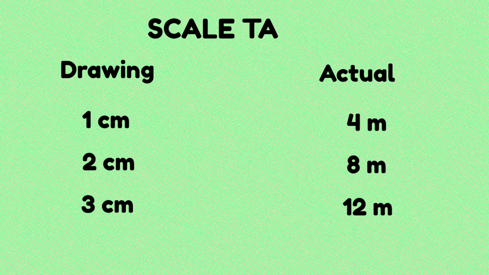Here we can see how the scale works. 1 centimeter represents 4 meters. 2 centimeters represent 8 meters. 3 represent 12 meters, and so on. We simply multiply the drawing measurement by 4.